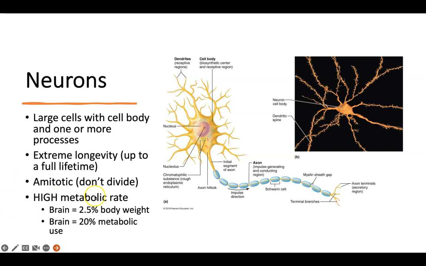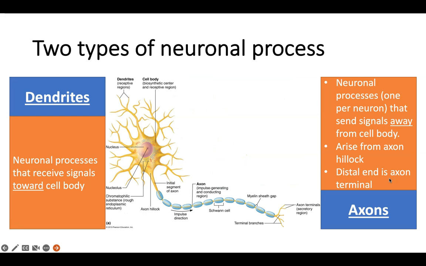Additionally, the brain, and these neurons in particular, have incredibly high metabolic rates. This is one of the reasons why, although the brain is only 2.5% of your body weight, it is thought to use about 20%, or 1/5, of your body's metabolic energy at any given moment. These are very needy and very sensitive cells, but they're also very excitable, which is important for us.